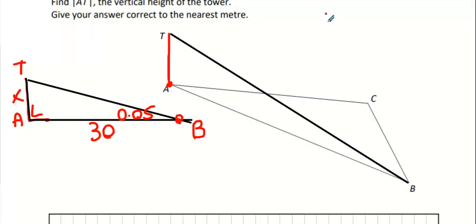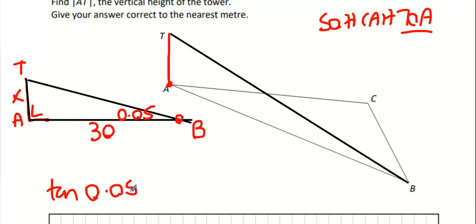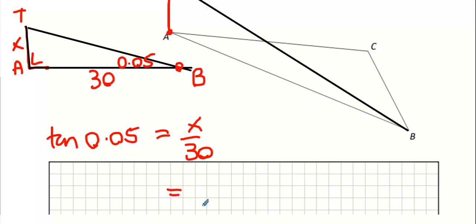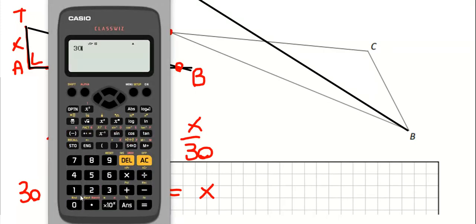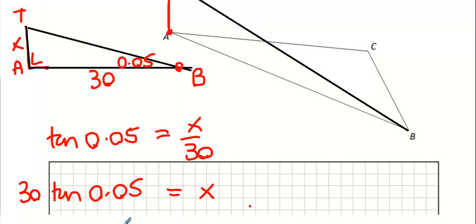So we can use Pythagoras or SOHCAHTOA. Now, because we haven't got two lengths, we're more than likely going to have to use SOHCAHTOA. I'm after the opposite, and I know the adjacent. That means I'm going to use tan. I'm going to use tan 0.05 equals x over 30. And then this x value is going to equal 30 tan 0.05. I'll load that into the calculator, and we're going to get 0.026 of a kilometer.